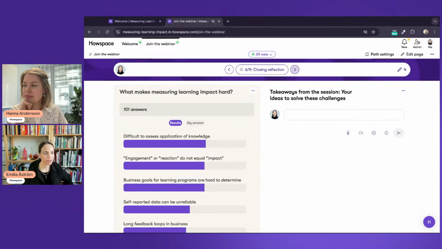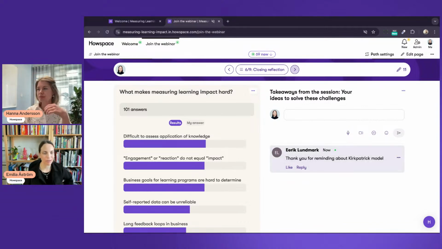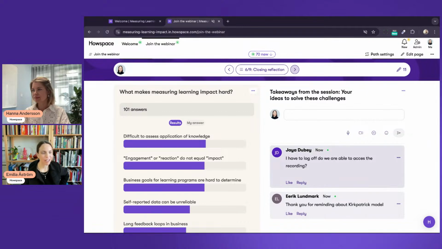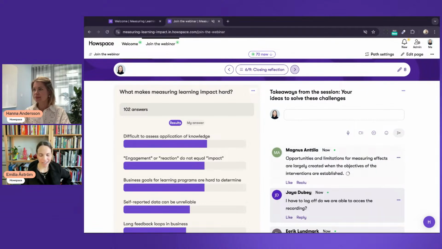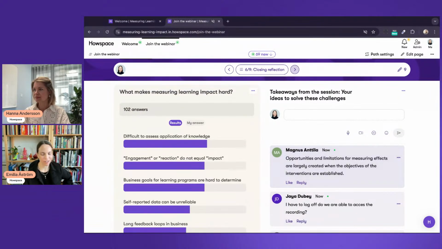So welcome to share your thoughts and ideas from the session, or also things that you would like to share, maybe things that you have tried that work, that you would like to share with the other participants here. So we'll take a moment to let you share some of your key takeaways so far.